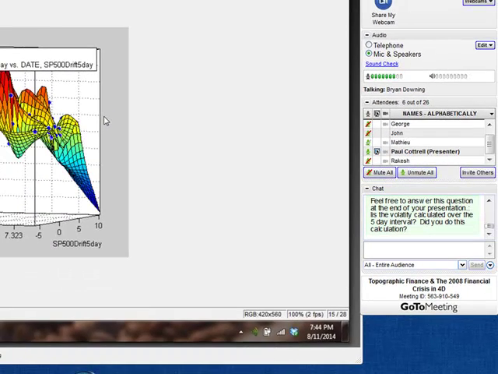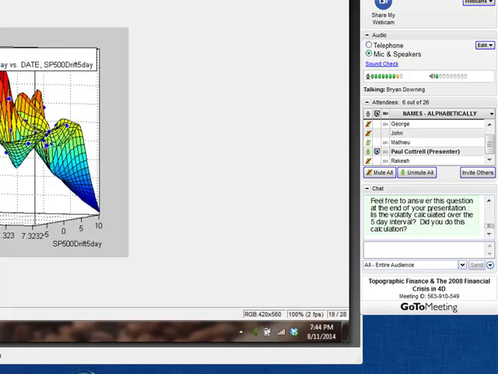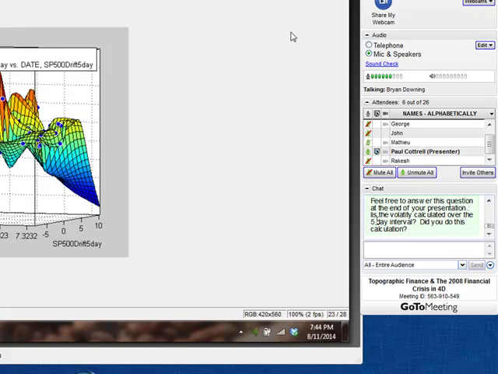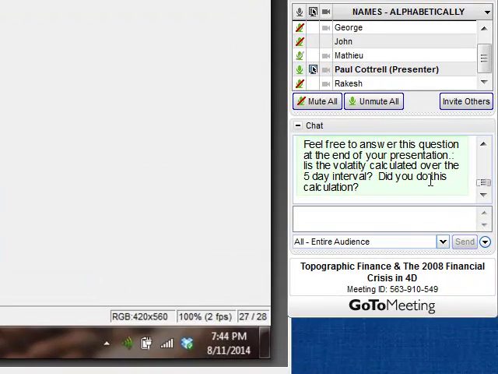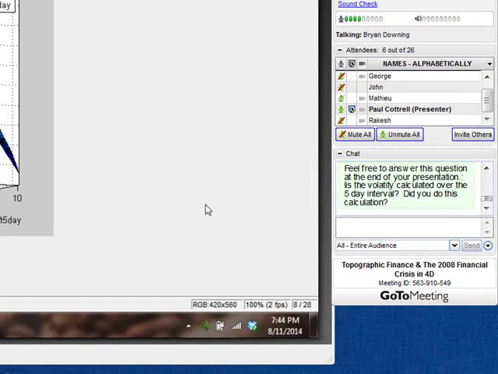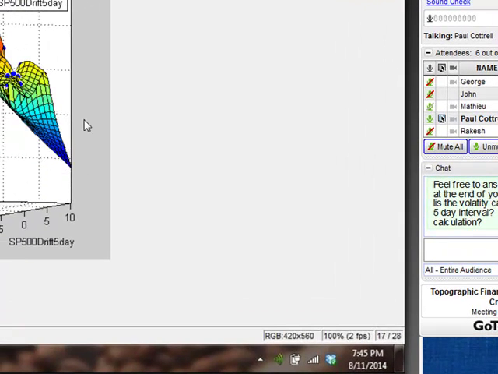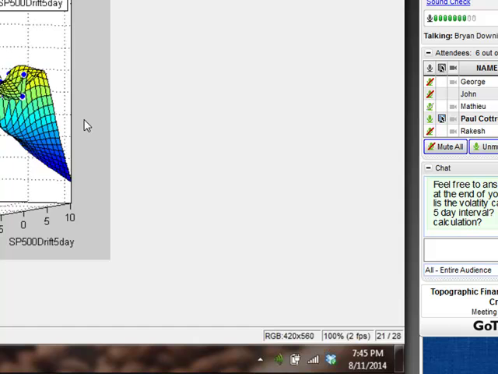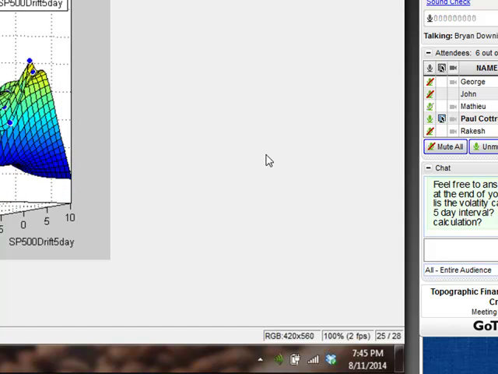So I can take the question now. It's from George. Is the volatility calculated over the 5-day interval, and did you do this calculation? Yes, it is over a 5-day interval. Okay, I guess that answers that. Anyone else? It doesn't have to be just 5 days.